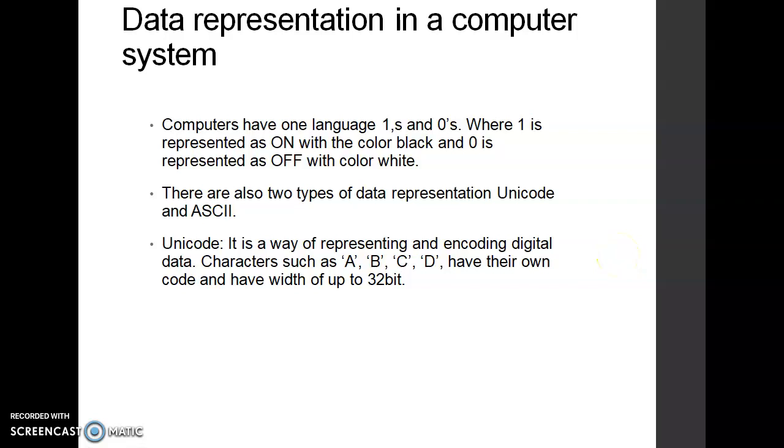Data representation in computer system is the next topic, and computers have one language, ones and zeros, where 1 is represented as on with the color black and 0 is represented as off with the color white. There are two types of data representation, Unicode and ASCII code. Unicode. It is a way of representing and encoding digital data. Characters such as A, B, C, D have their own code and have width up to 32 bit.